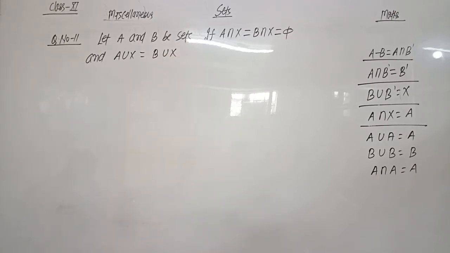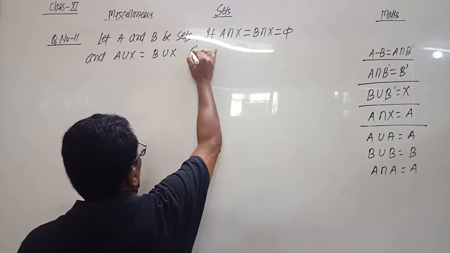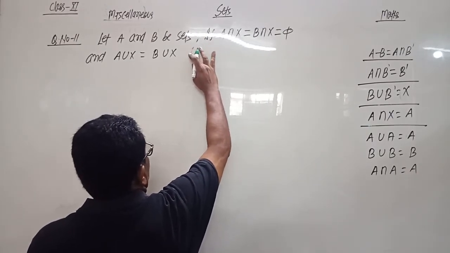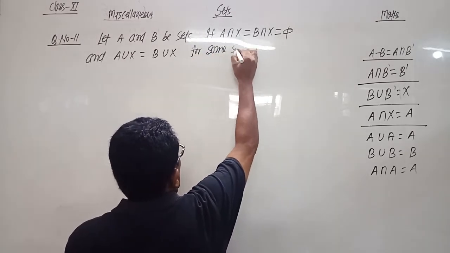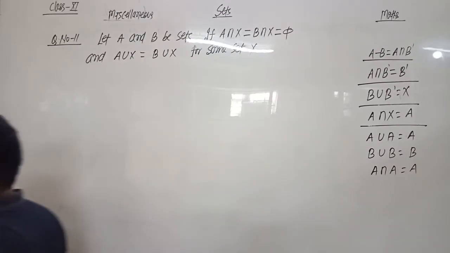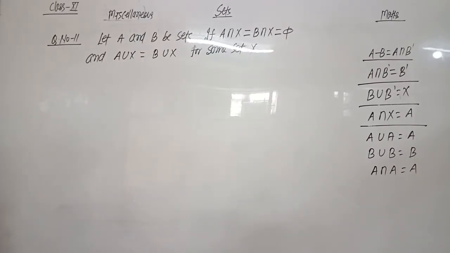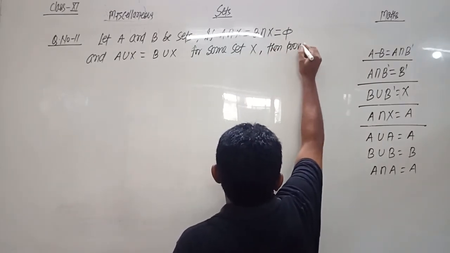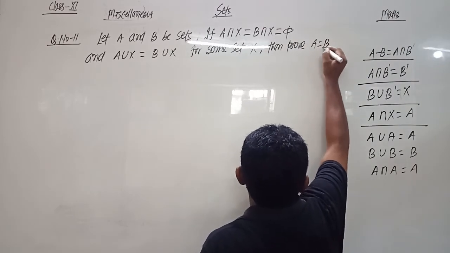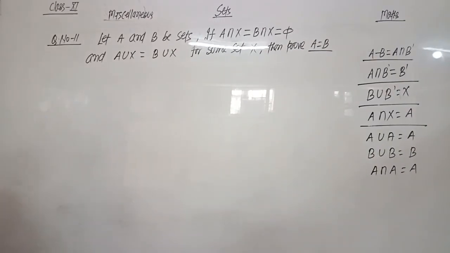Then for some set X, prove that A equals B. If A and B are two sets and A intersection X equals B intersection X equals phi, then prove that A equals B.